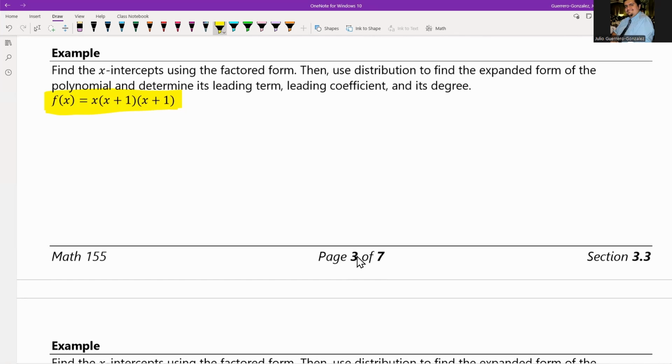So first thing I want to do for this question is we're going to use the factored form to find the x-intercepts. Okay, so if you guys remember the x-intercepts, this is where we set the y equal to 0, solve for x. Okay, so that means that we have to set this equal to 0.